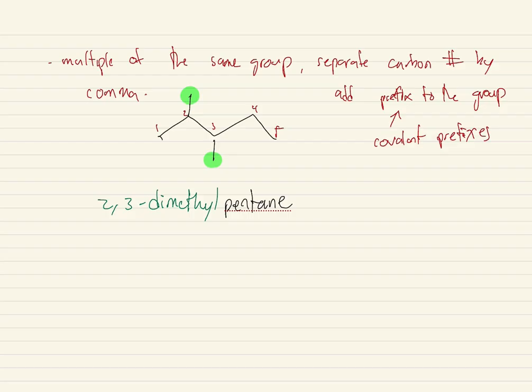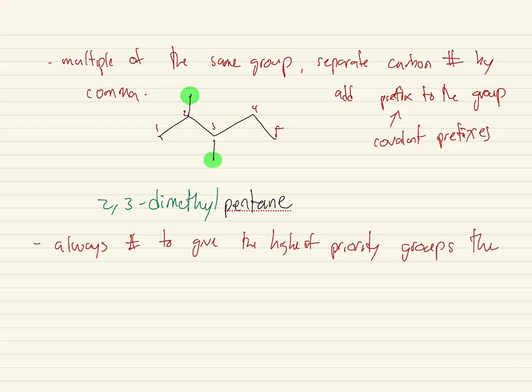And you might also ask yourself, well, how do I know to number the chain from left to right here instead of right to left? So the IUPAC, which is the naming convention for all organic molecules and all chemistry molecules in general, is we always number to give the highest priority groups the lowest possible number.